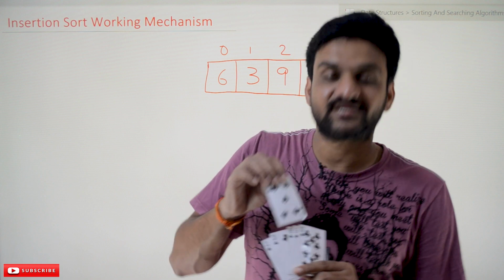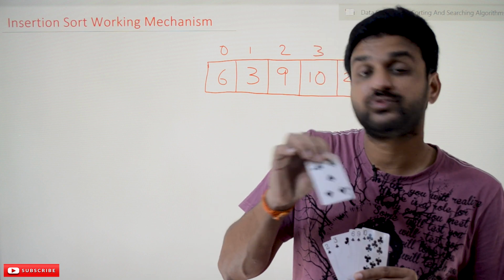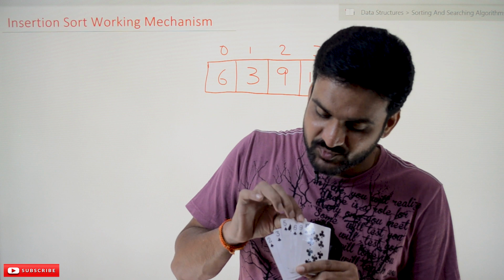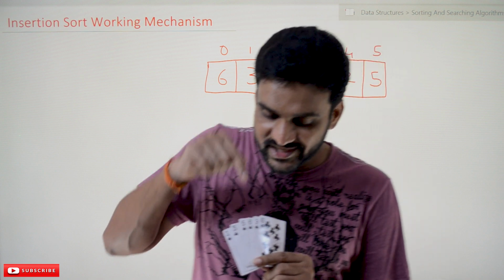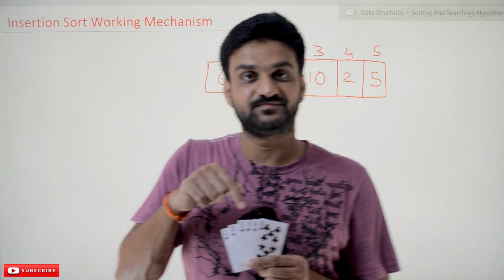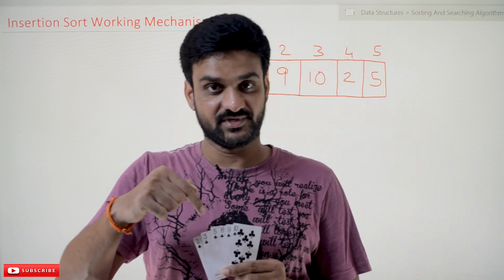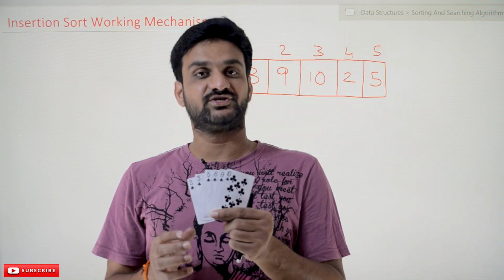Now, 3 greater than 5, is it true? No, it is not true. So what we are going to do? We are going to insert it in its position. Try to get that point. Okay, this is how insertion sort will work.